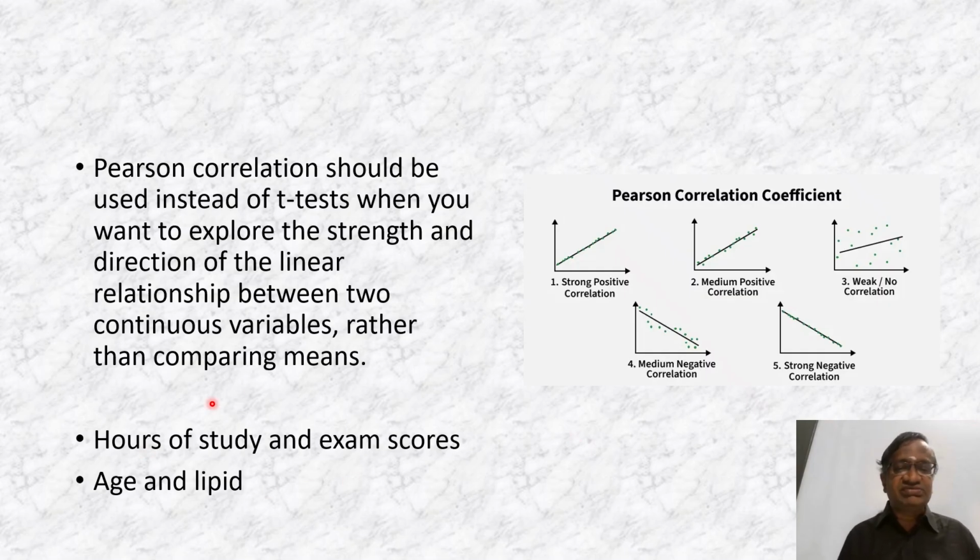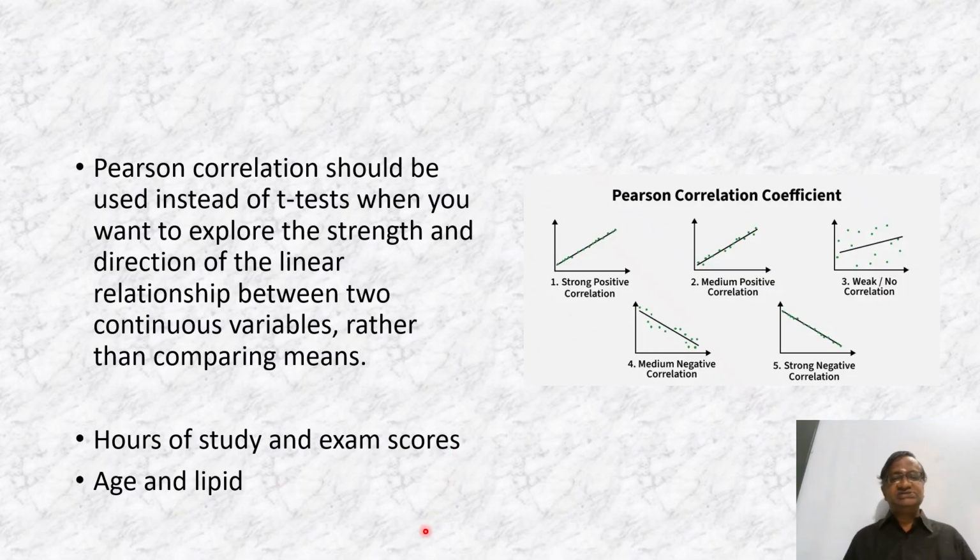Hours of study and exam scores, age and LDL lipid level. You see here, hours of study is quantitative data: 3 hours, 4 hours, 4.2 hours, 5.2 hours. Continuous data. Exam scores is also continuous data, out of 10 you get 6, 6.3, etc. This is continuous data. That is Pearson's correlation.